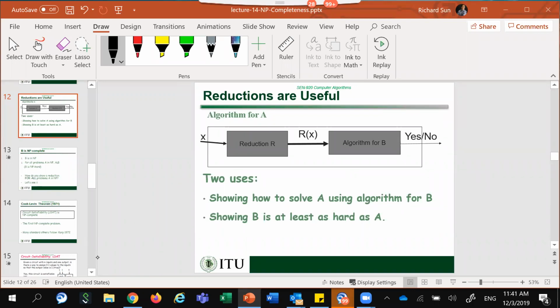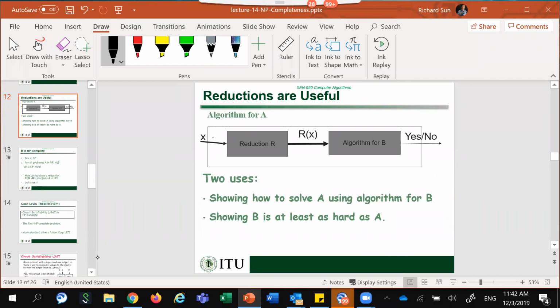I'm sorry, I said that totally wrong. So the first one is still right. If B is polynomial time solvable, then A is polynomial time solvable, which is exactly what I said previously. Now the next one.